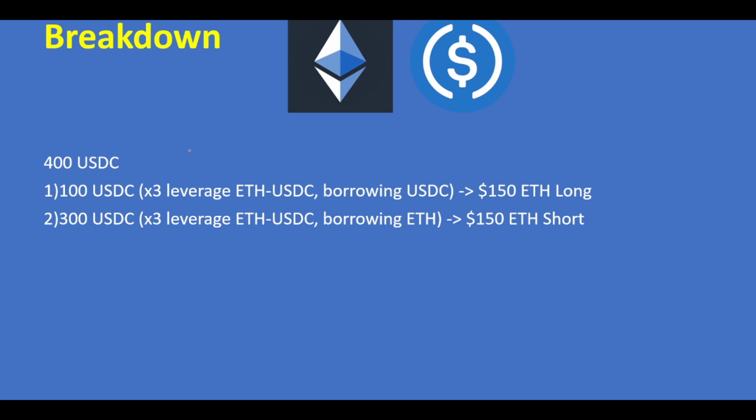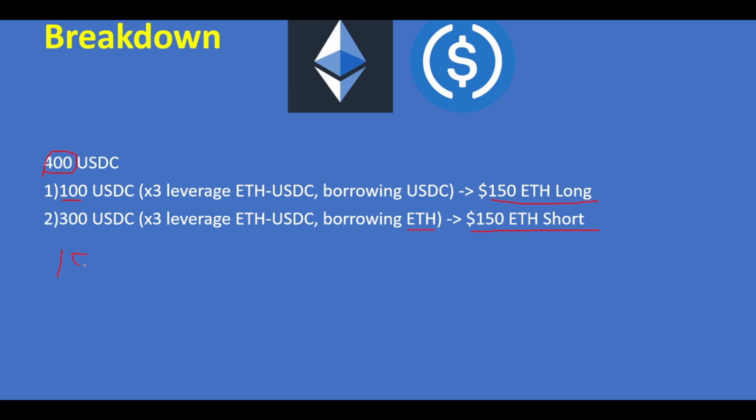So if I just go back to my slides here, hopefully I can break this down a little bit so you can understand it easier. You start off with the initial $400, right? And then $100 is used to 3x leverage yield farm the ETH USDC pair, but you're now borrowing USDC for this, and that creates a $150 ETH long. And then with your remaining 300 USDC, you 3x leverage yield farm the ETH USDC pair, but now you're borrowing ETH, and that creates a $150 ETH short position.